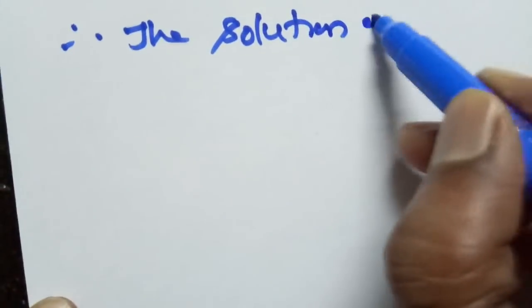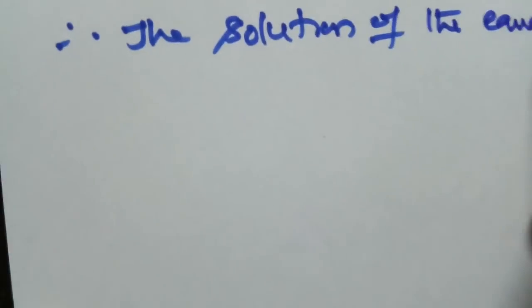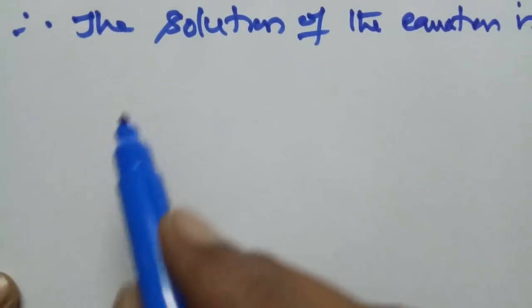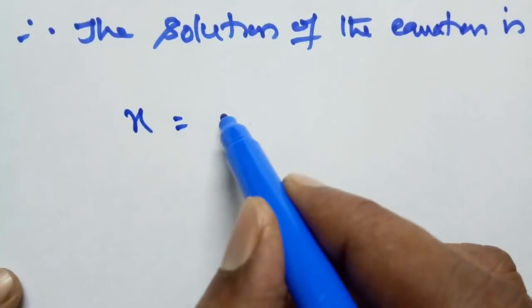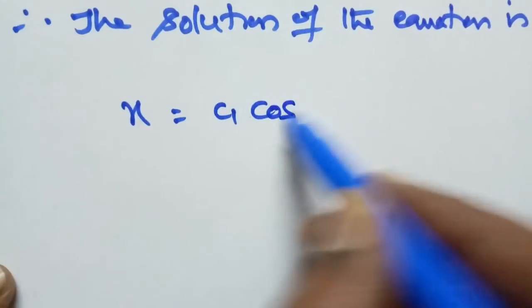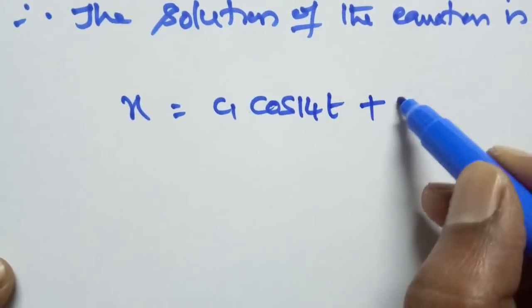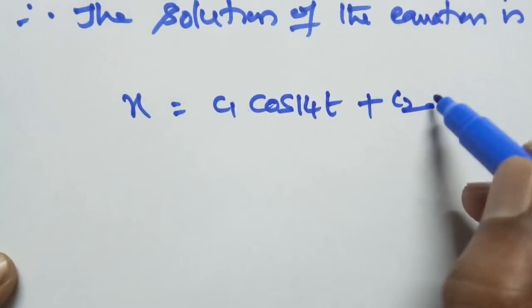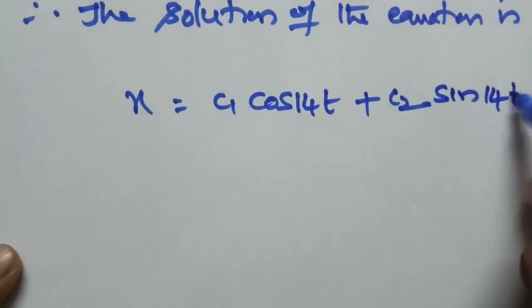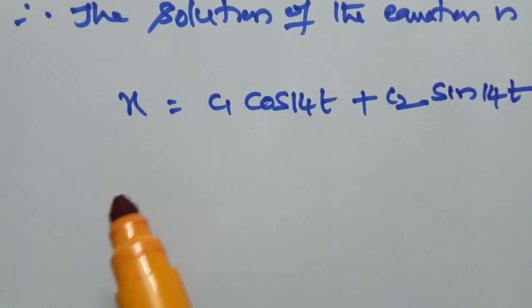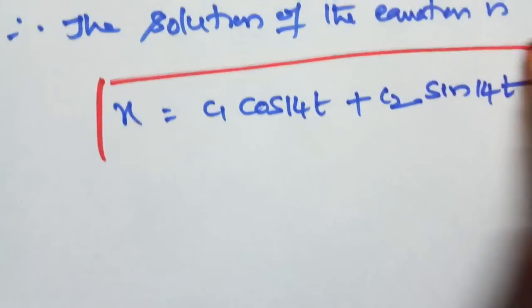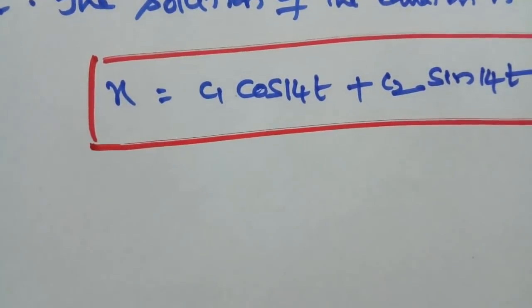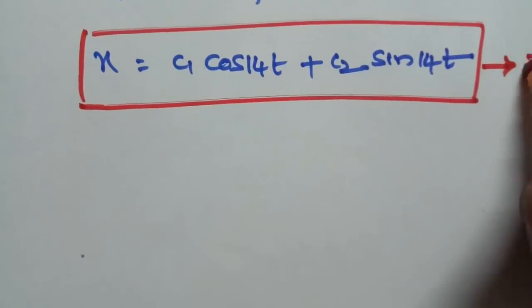The solution of the equation is x is equal to c1 cos mu t, that is 14t, plus c2 sin 14t. Say this is equation number 2.